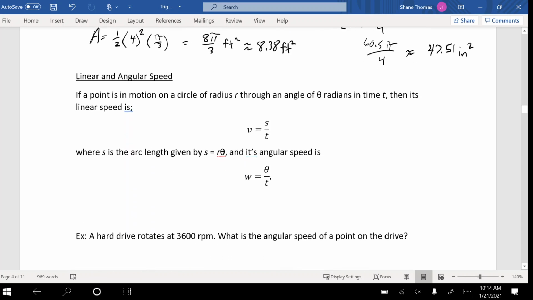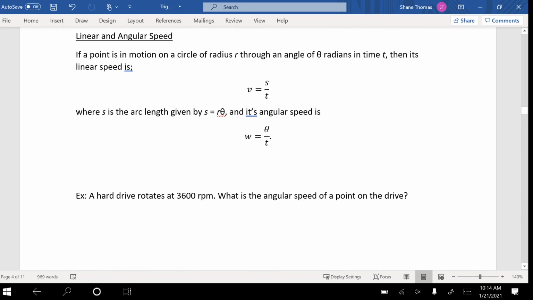All right. So linear and angular speed. I think these ones are fun. If a point is in motion on a circle of radius r through an angle of theta radians in time t, then its linear speed is v equals s over t, where s is the arc length given by s equals r theta, and its angular speed is w equals theta over t. All right, so there's a lot going on there, and that's okay.